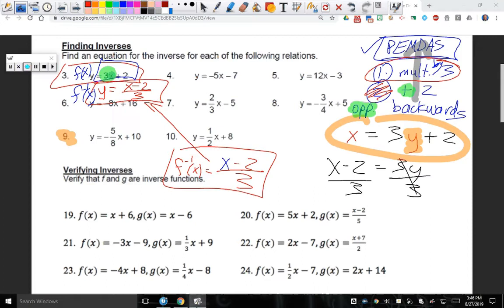Okay? Let's do the ones that are more difficult. Listen, this shortcut will work 95% of the time. When it doesn't work, I will show you what that looks like next class, but you've got to get some homework practice under your belt. Okay? Let's go to number 9.